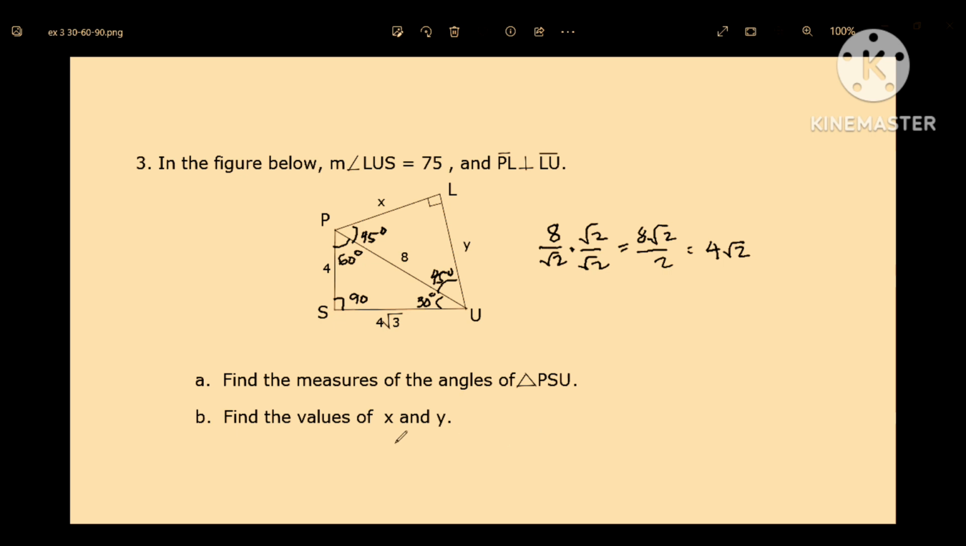So that is your y, no? And of course, your x, no? Since a 45, 45, 90 is an isosceles right triangle. So x is equal to y equal to 4 square root of 2. And that's it, no?